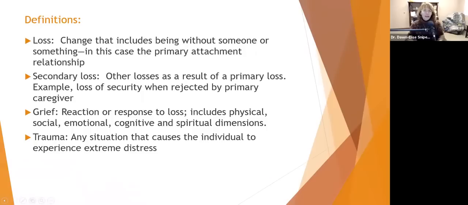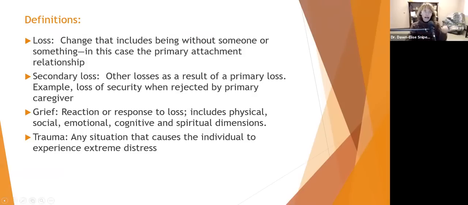Real quick, we're going to talk about a couple definitions. Loss is change that includes being without someone or something. In this case, we're really focusing on that primary attachment relationship. We're not talking about adult attachment. We're really focusing in this course on that primary attachment relationship.